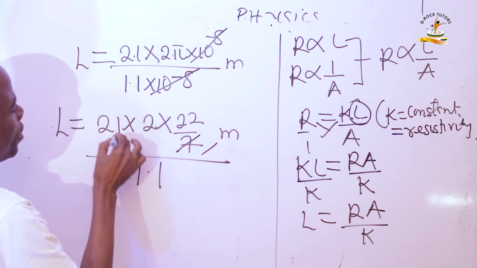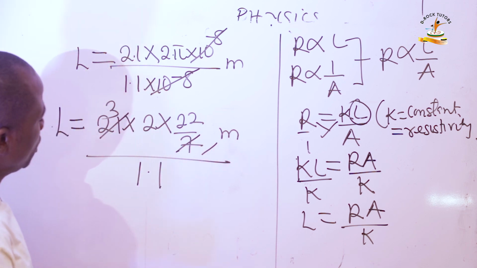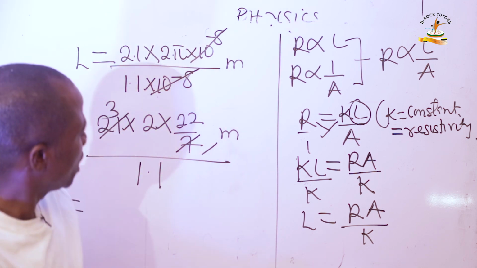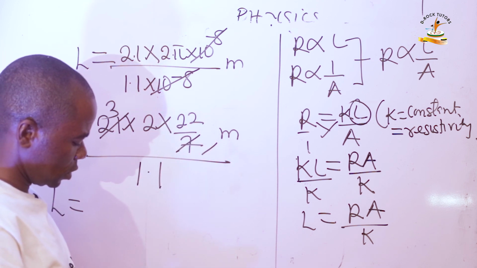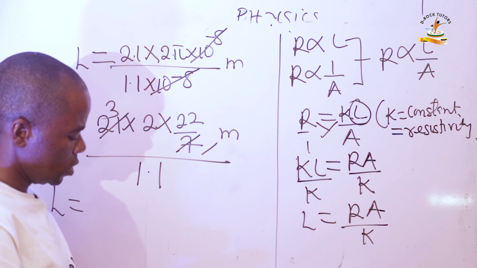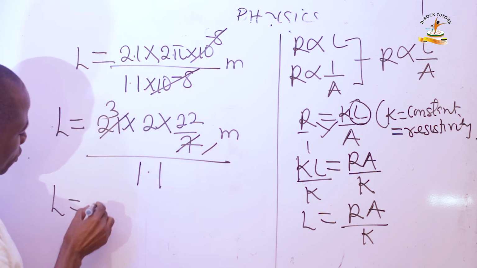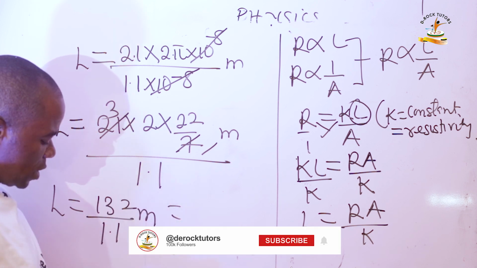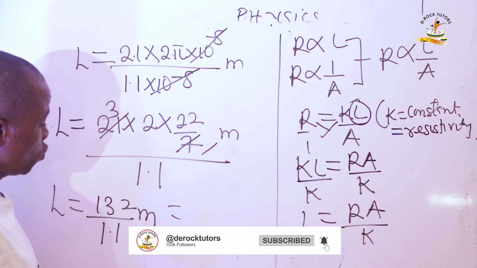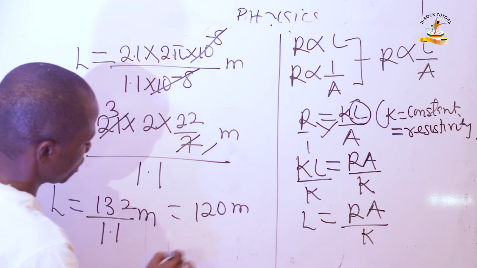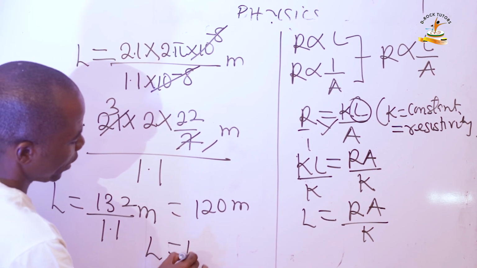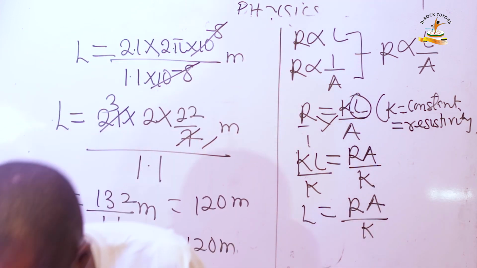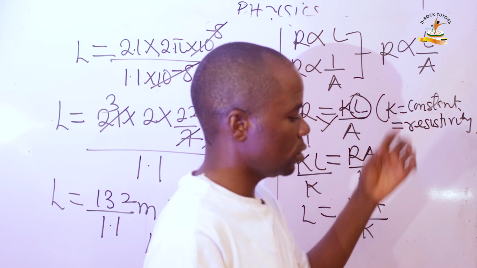So 7 here, 7 in 21 is 3. So the length now is 3 times 2. That is 6. And then 6 times 22, that gives us 132. So that's 132 divided by 1.1 meter. If you divide 132 by 1.1, that gives us 120 meters. So the length of the conductor or the wire is 120 meters. And if you look at the options, that is definitely option C. So the correct answer for number 59 is option C.